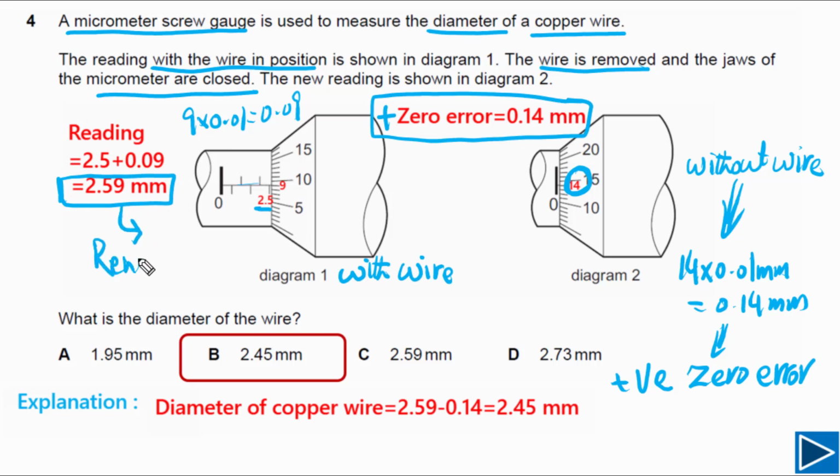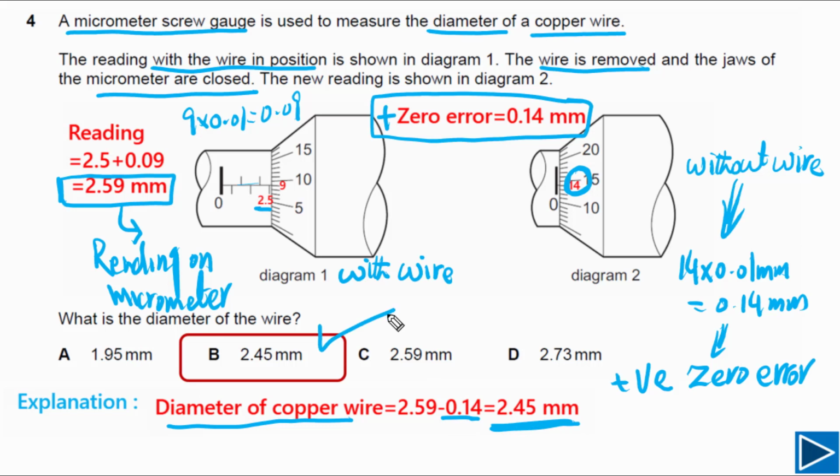So we can write down reading on micrometer. This is reading on micrometer. But this is not the final answer, and this is not the diameter of the wire. In order to find diameter of the wire, we need to subtract this one because this is positive zero error. So this is the reading higher than actual. So we have to subtract. And our final answer is this. So B is the final answer.